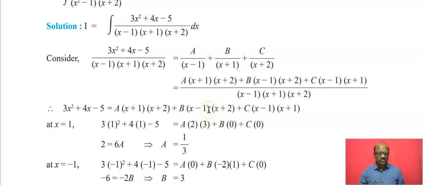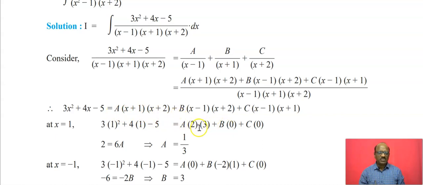B and C both have x − 1 as a common factor. Therefore x − 1 = 0, then x = 1. If we substitute x = 1 in this expression, then you will get the value of A, and the values of B and C will be 0. Therefore, putting x = 1: 3 into 1 squared plus 4 into 1 minus 5 equals A into (1 + 1) into (1 + 2).